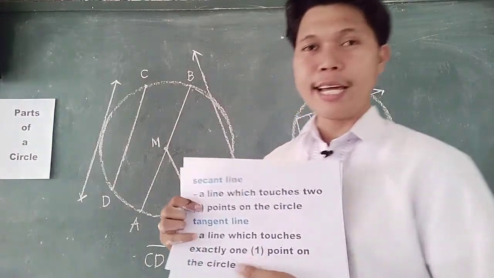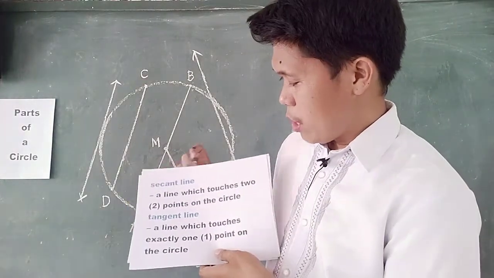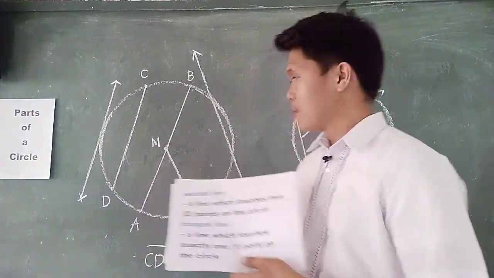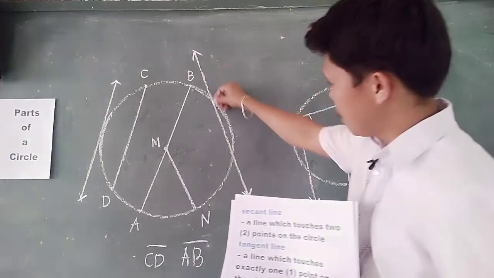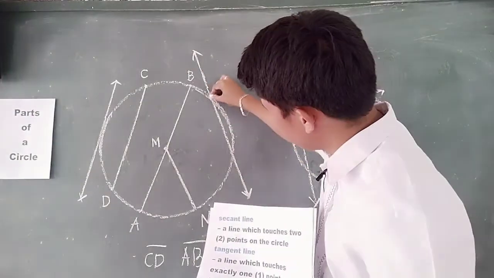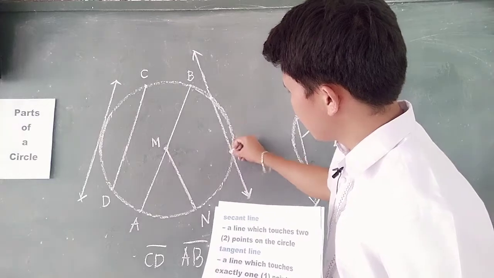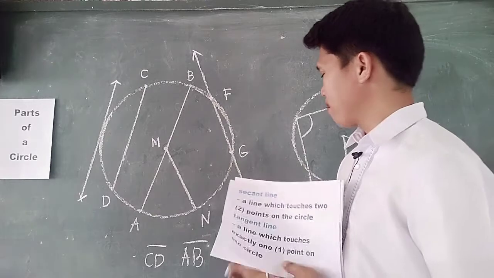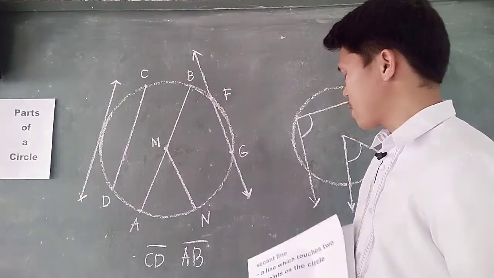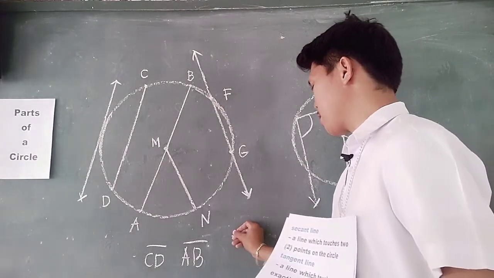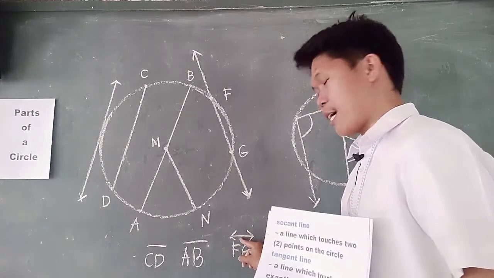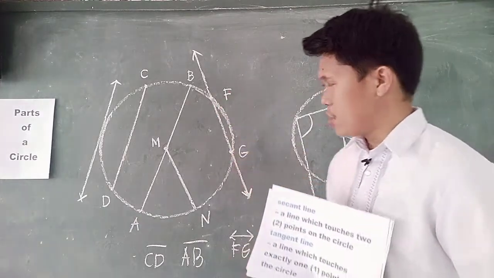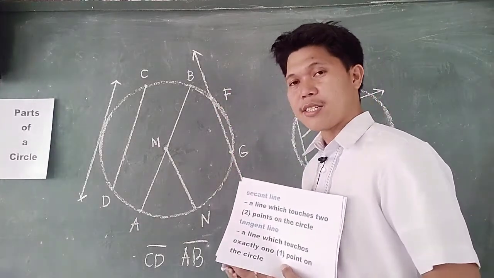Okay, another part of a circle is this, what do we call the secant line? Okay, ano itong secant line? Secant line is a line which touches two points on the circle. So, like for example, this one. Okay. Dumaan siya sa dalawang points of the circle. Like for example, this is point F, and this is point G. This line FG is the secant line. So, line FG. Ito yung symbol ng line. Ito yung symbol ng segment. Okay, so FG, line FG or line GF is a secant line.